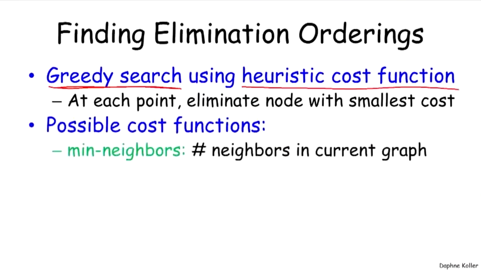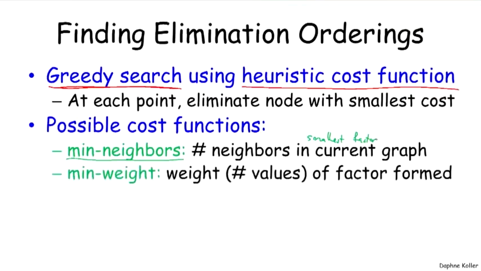So, for example, one cost function is what's called min neighbors, which is to pick the node that has the minimal number of neighbors in the current graph. So you want to pick the variable that's connected to the fewest friends so that it has the smallest party, or produces the smallest factor. So this corresponds to the smallest factor, or the one whose cardinality is smallest in terms of number of variables.